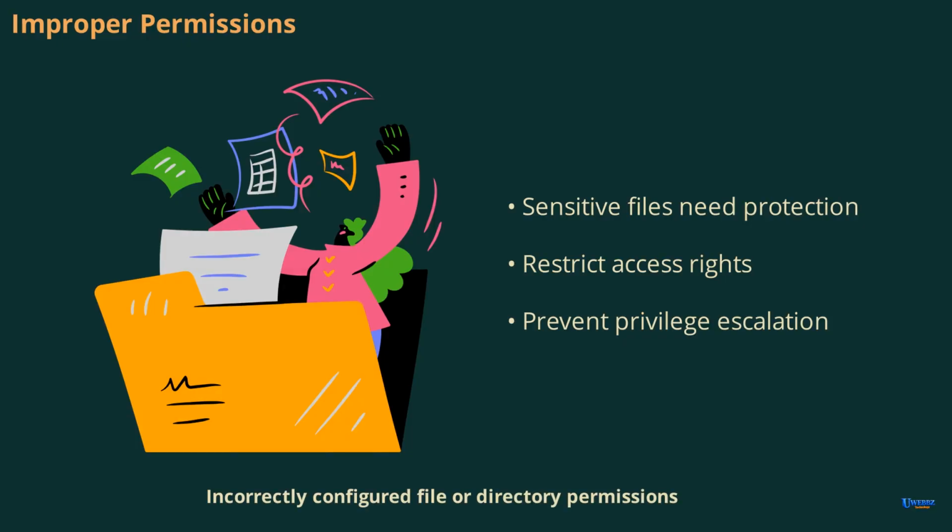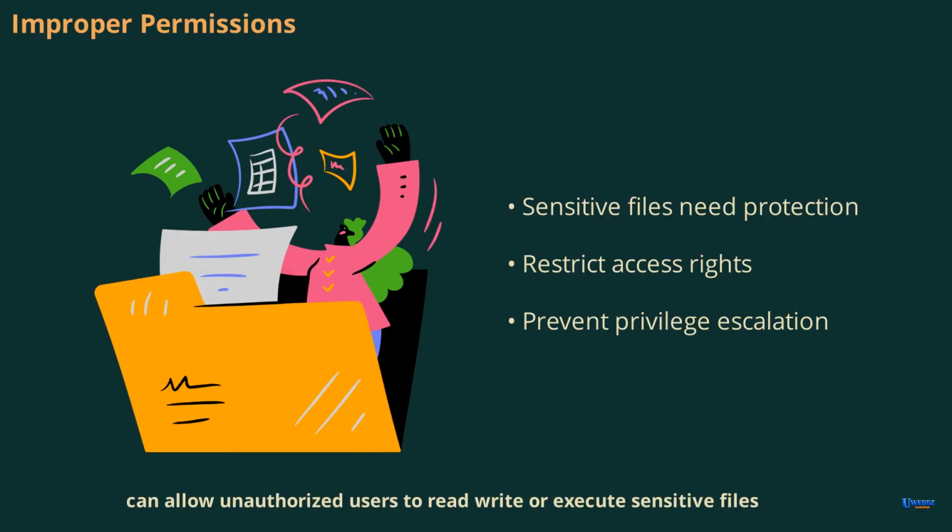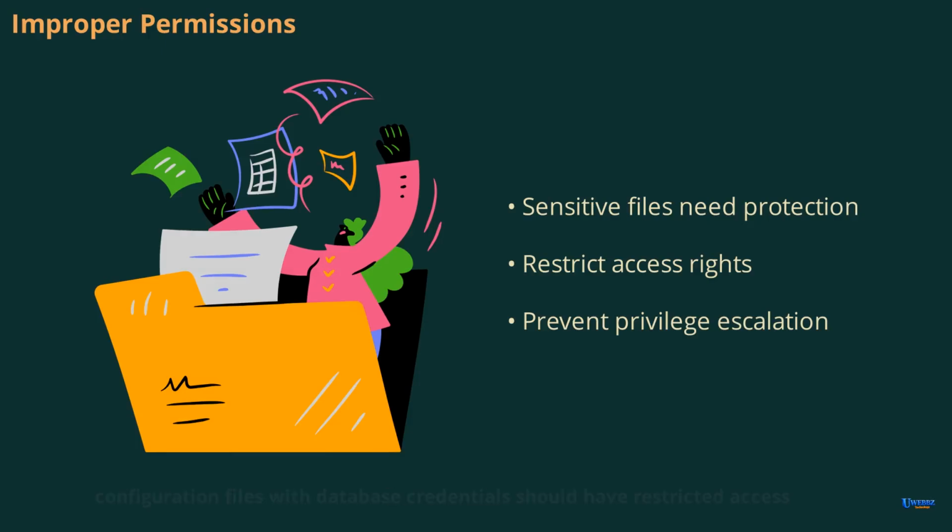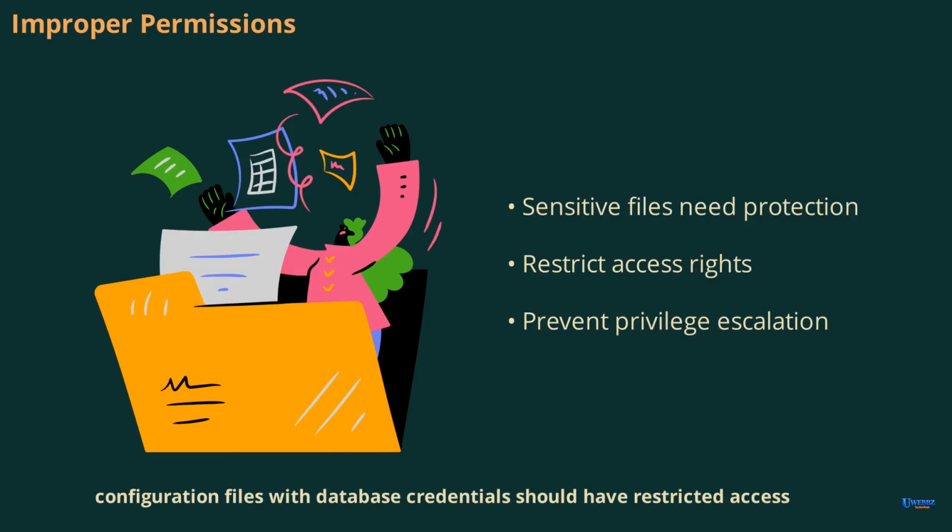Incorrectly configured file or directory permissions can allow unauthorized users to read, write, or execute sensitive files. For example, configuration files with database credentials should have restricted access. If permissions are too broad, attackers who gain limited access might escalate their privileges and compromise the system.